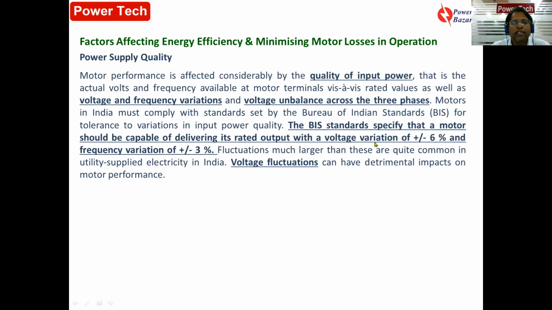But in Indian conditions, you normally don't achieve this voltage regulation. Sometimes the voltage varies widely. In rural areas, you get a voltage of 200 volt or 150 volt, 160 volt. So at low voltage, the motor performance deteriorates. So voltage fluctuation can have a detrimental impact on motor performance.